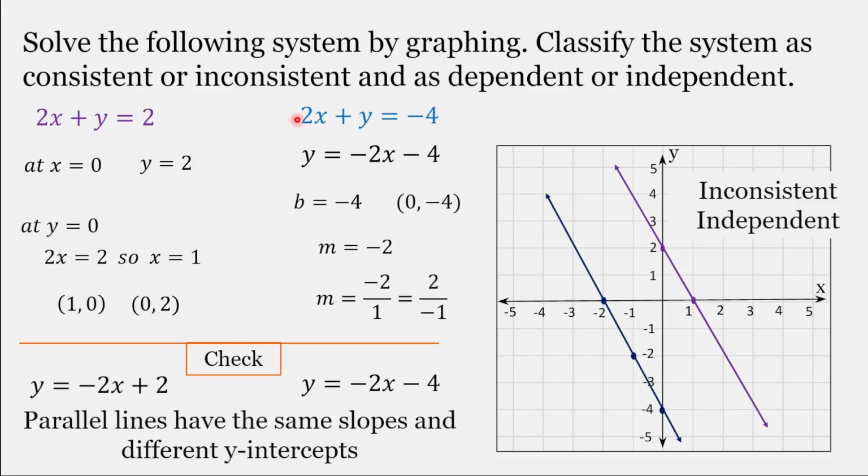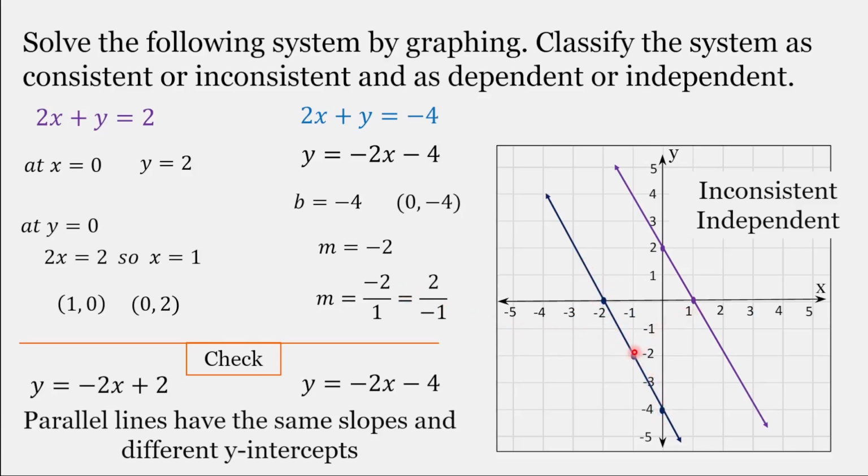With this second problem, I went ahead and graphed the first equation by finding both the x and y intercepts. This resulted in an x-intercept of 1 and a y-intercept of 2. Connecting those points, we get our line. For the second equation, I graphed this by rewriting this in slope-intercept form. We have a y-intercept of negative 4 and a slope of negative 2, resulting in this second line.